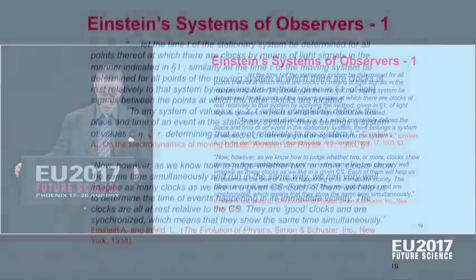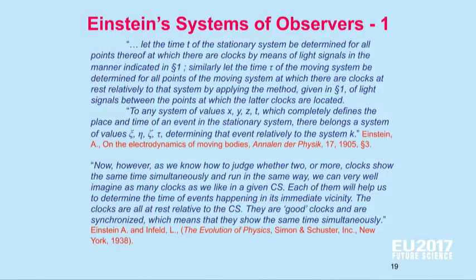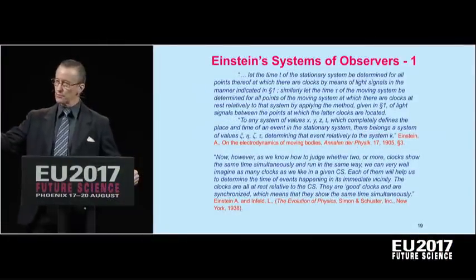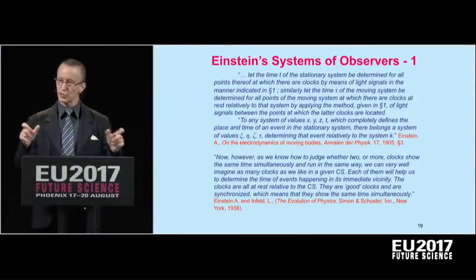Einstein says, let the time t of the stationary system. Now he's got a system of stationary observers, and they've all got the same time. So he's got now, let the time t of the stationary system be determined for all points thereof, at which there are clocks by means of light signals in the manner indicated in section 1. That's his elaboration on how he's going to synchronize his clocks. Send a light ray from A to B, it comes back, we have this relationship, and that's it.